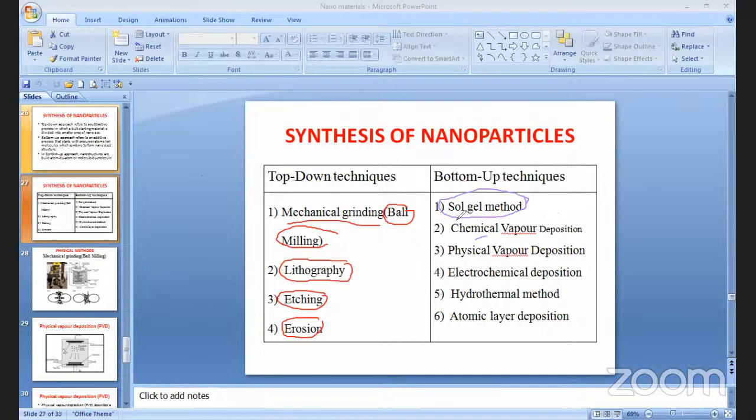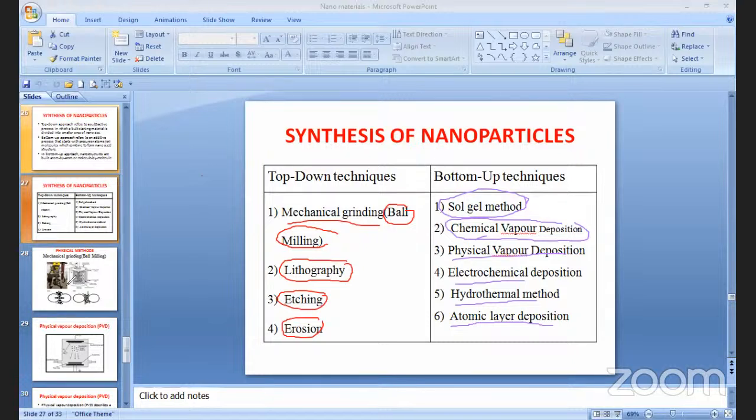The chemical vapor deposition method is also a bottom-up technique. We have the physical vapor deposition method, which comes under the bottom-up technique, as well as electrochemical deposition, the hydrothermal method, and atomic layer deposition. All of these come under the bottom-up technique. So these are some different methods to prepare nanoparticles under the top-down technique as well as the bottom-up technique.